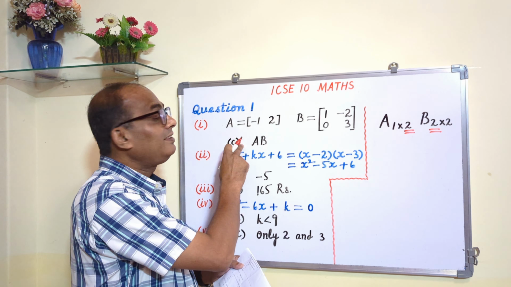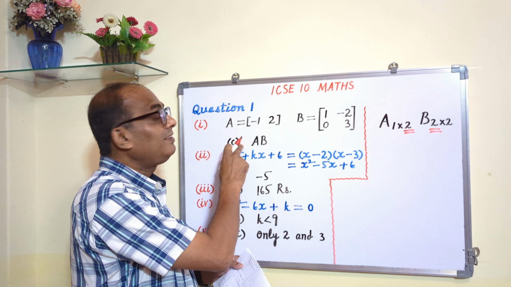Now either you write down option C, or you write down AB, or you write down both. Some of the students write both. Either way is correct. Now you decide which one is better.